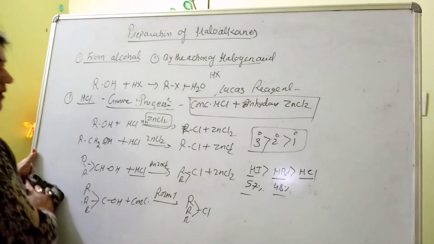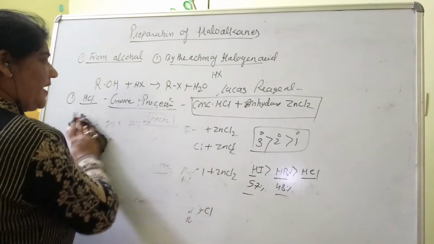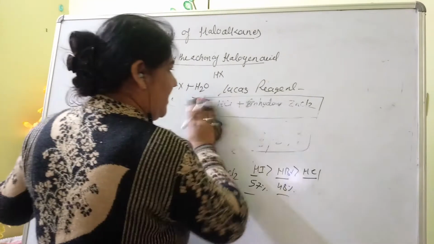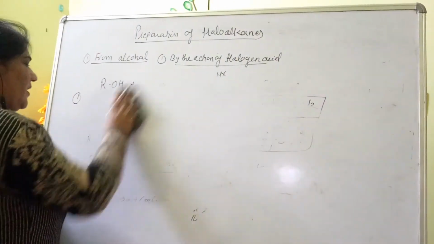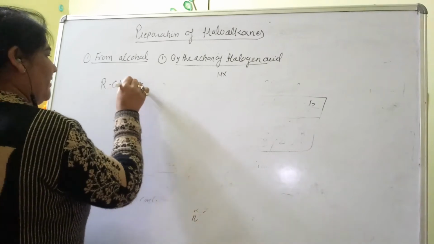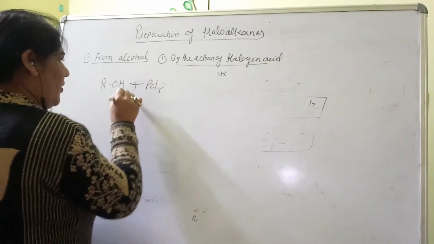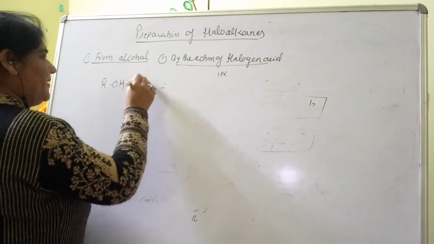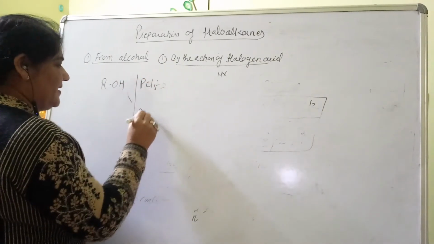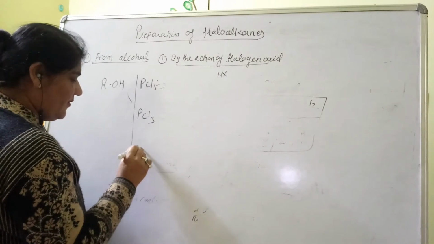Okay, now second is reaction with PCl5 or PCl3. It is given in the NCERT refresher. Okay, now the second reaction, when you react with PCl5 or PCl3, in a short way I can write this: the reaction with PCl5, PCl3 and thionyl chloride.